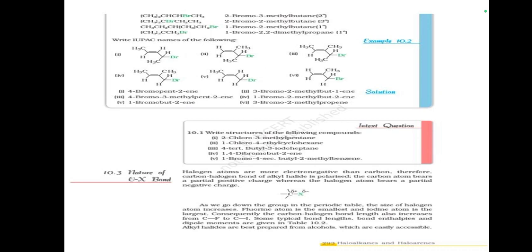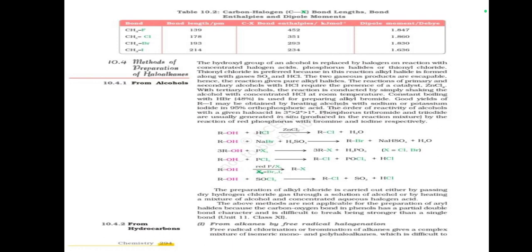Alkyl halides are best prepared from alcohols, which are easily accessible. Table 10.2: Carbon halogen bond lengths, bond enthalpies and dipole moments. Methods of preparation of haloalkanes.